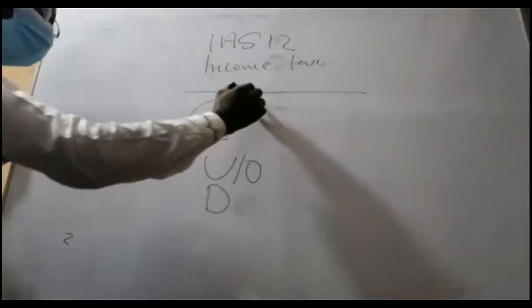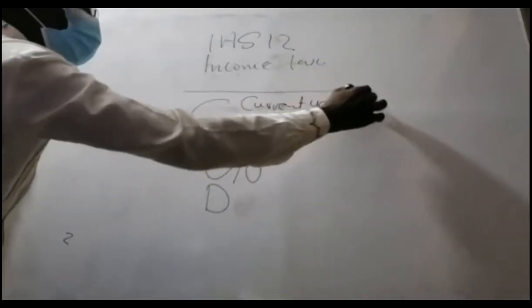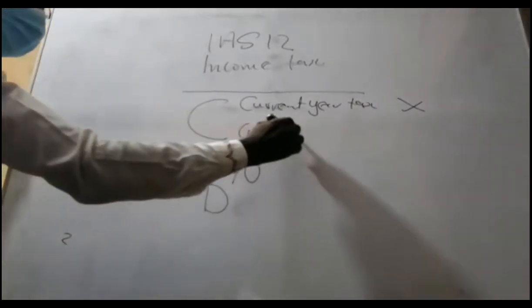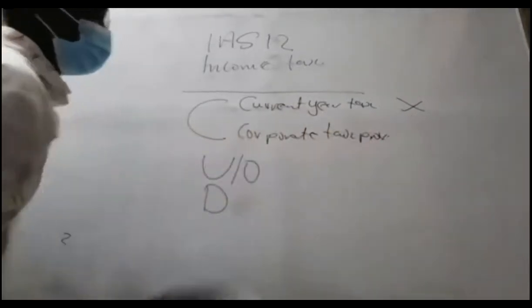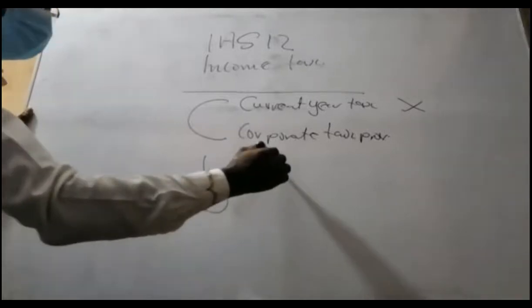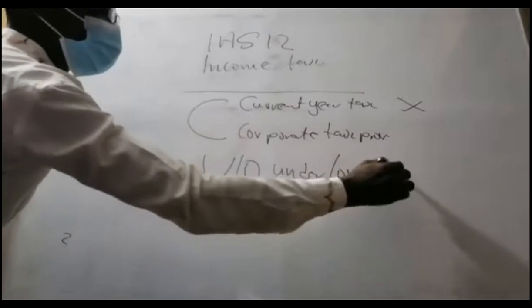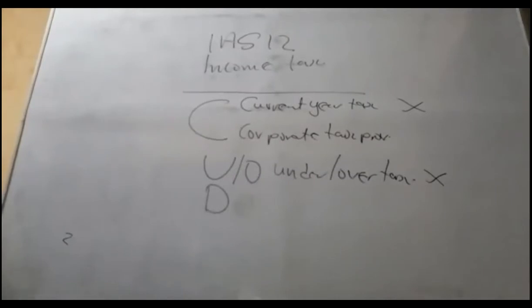So if you put these three together, that is it. So we said that the C represents what? The current year tax. I also call it the corporate tax for the year. Corporate tax provision. They mean the same thing. The U represents what? Under or over tax provision. Good. Under you add. Over you subtract. Then you are done.